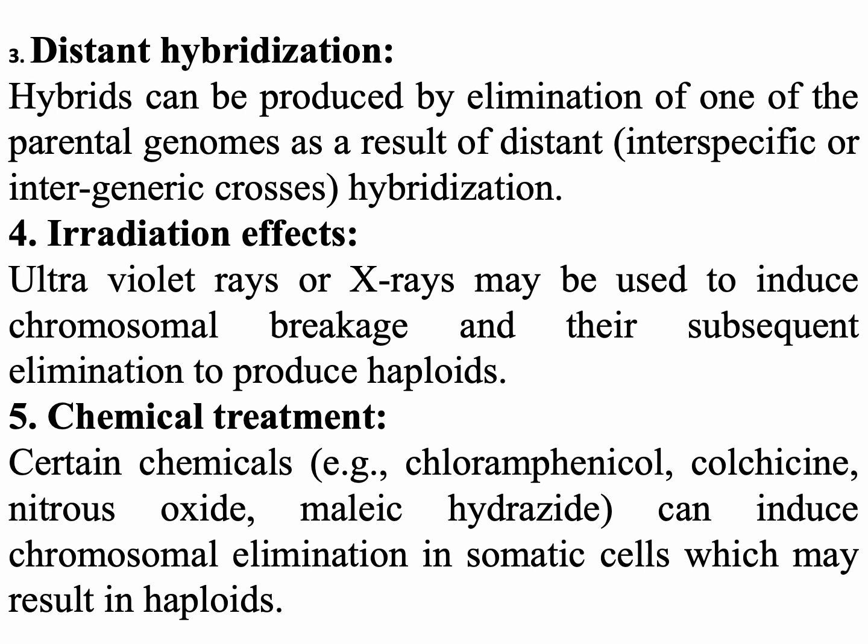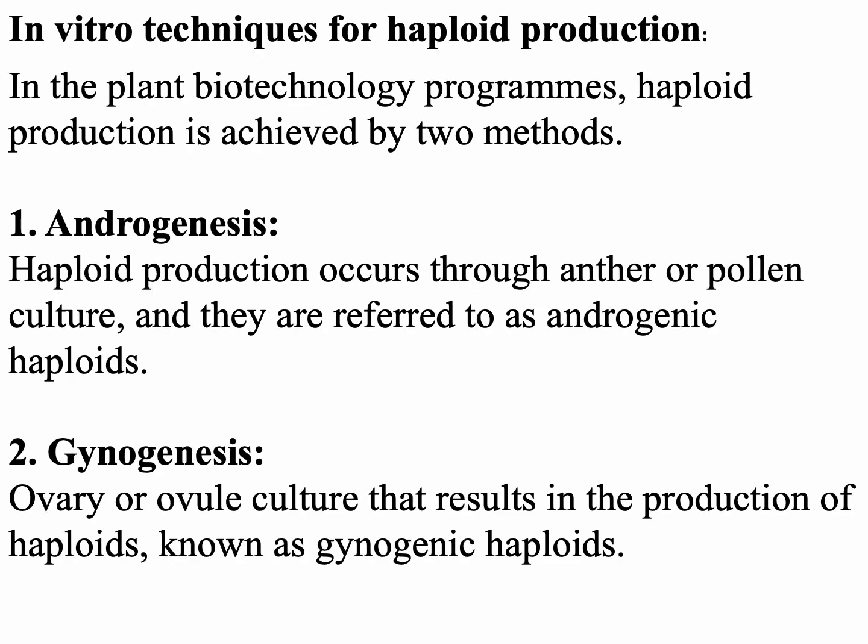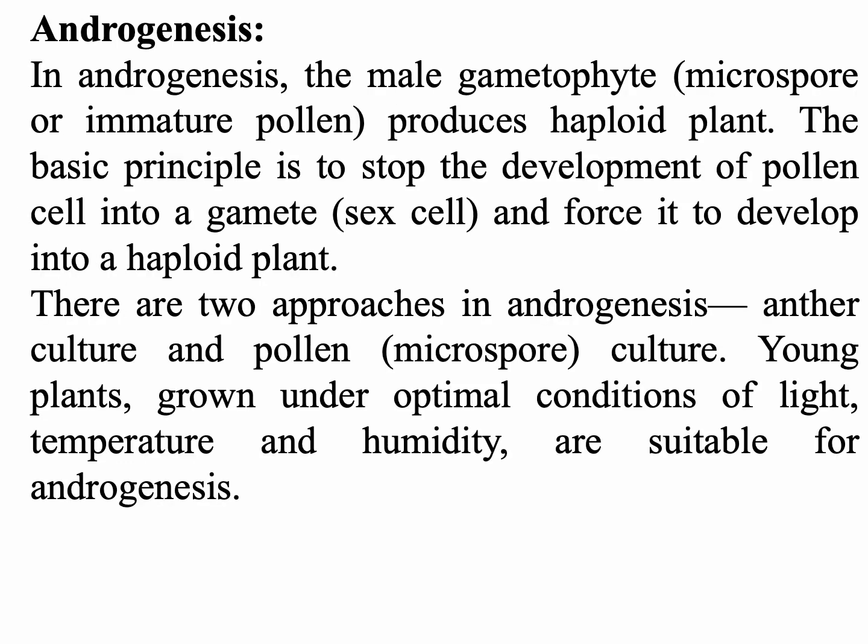Chemical dependence: some chemicals such as colchicine and other chemicals induce chromosome elimination in somatic cells, which may result in haploids. In vitro techniques for haploid production: androgenesis and gynogenesis. Androgenesis is where the male gametophyte produces a haploid plant. The basic principle is to stop the development of the pollen cell into a gamete, so it is forced to develop into a haploid plant. There are two types of approaches, anther culture or pollen culture.